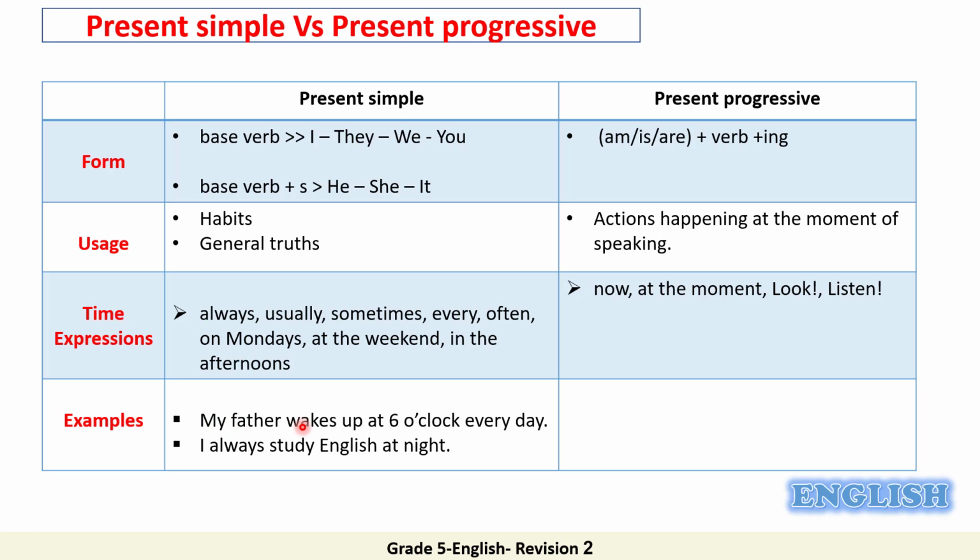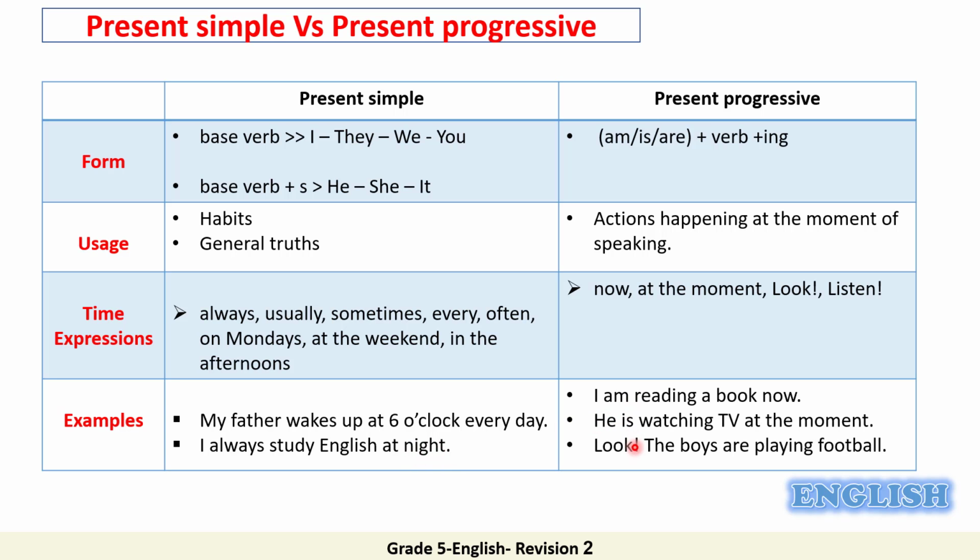Let's read some examples on the present simple. My father wakes up at 6 o'clock every day. I always study English at night. And these are some examples on the present progressive. I am reading a book now. He is watching TV at the moment. Look, the boys are playing football.